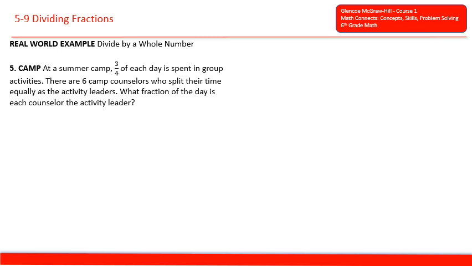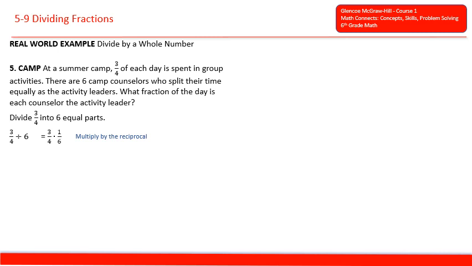Real world example. At summer camp, 3/4 of each day is spent in group activities. There are 6 camp counselors who split their time equally as the activity leaders. What fraction of the day is each counselor the activity leader? And we would divide 3/4 into 6 equal parts.